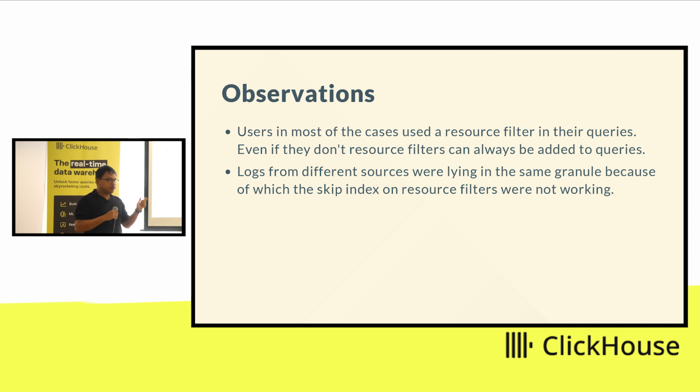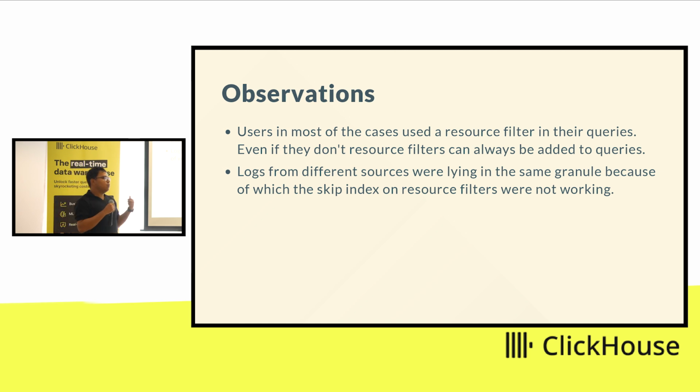While we were doing this, we also observed the types of queries that users run. The kind of queries users run will always have some filters, and they will always have some resource filters. For example, they will say, I have some logs coming from this source, that is Kubernetes pods, and I want to filter on that. Or I have some logs coming from ECS CloudWatch, and I want to filter on them. Those were the common patterns that we saw.